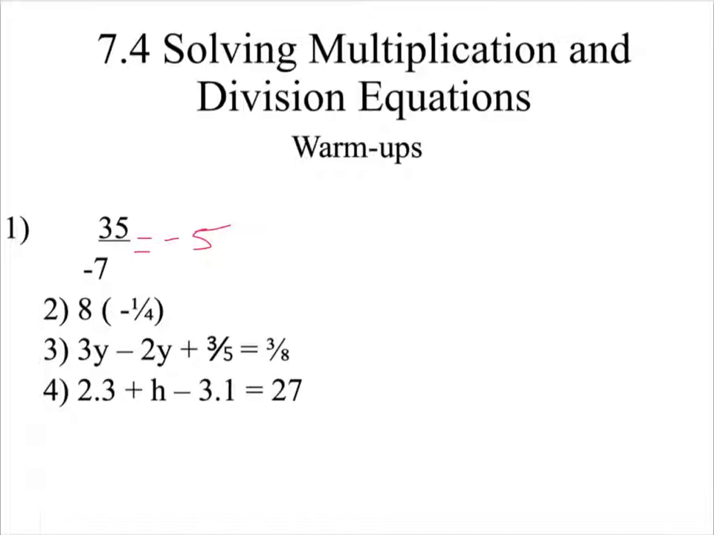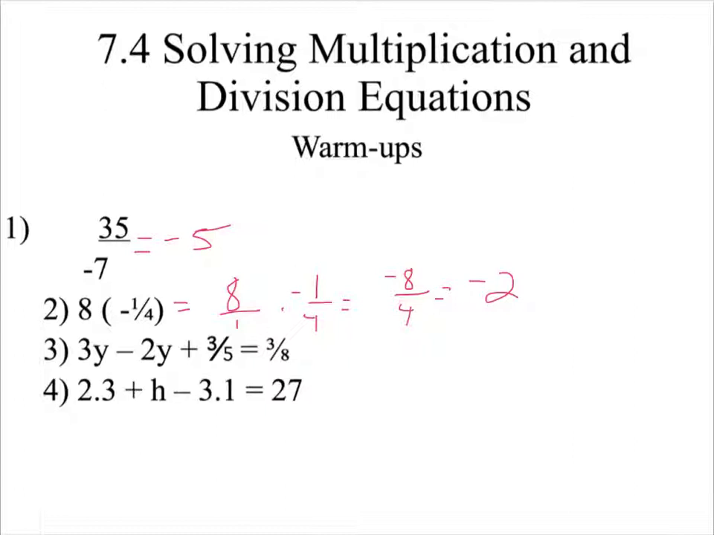Okay, for 8 times a -1/4, we have 8 over 1 times a -1 over 4. When we multiply straight across, we get a -8 over 4. Divide now, because we can simplify, and we get a -2. Sweet.